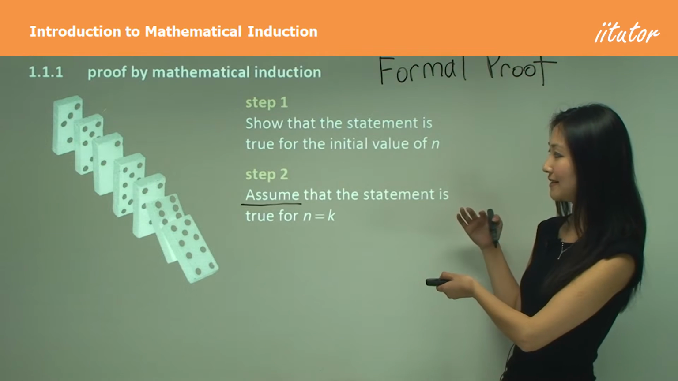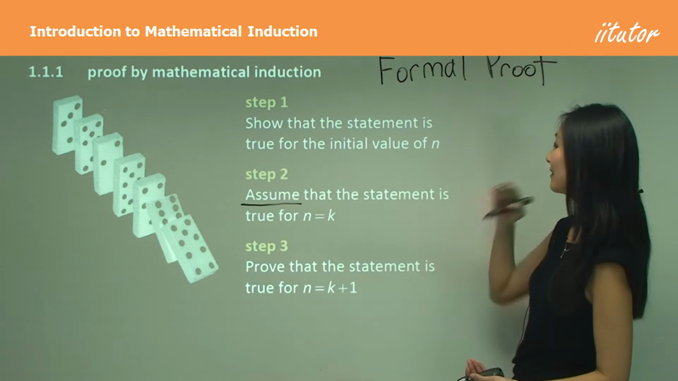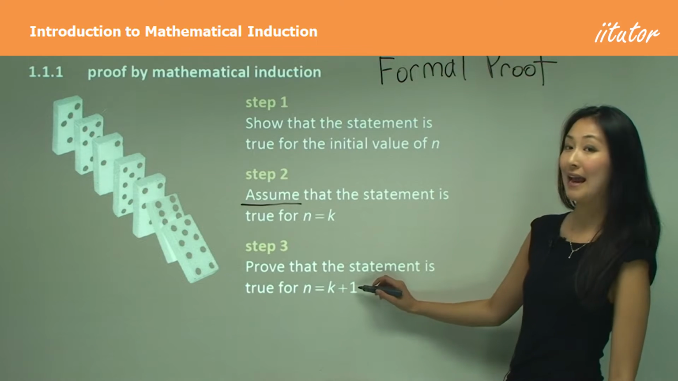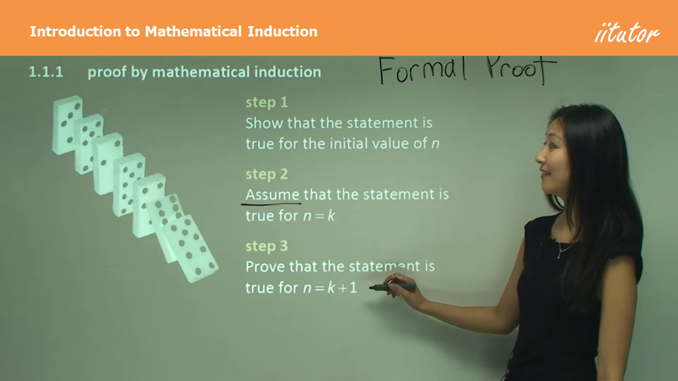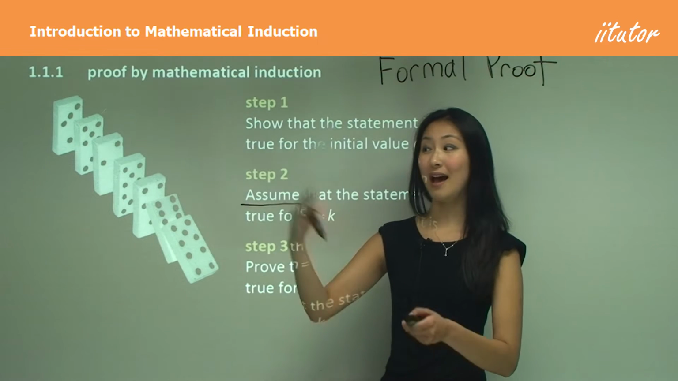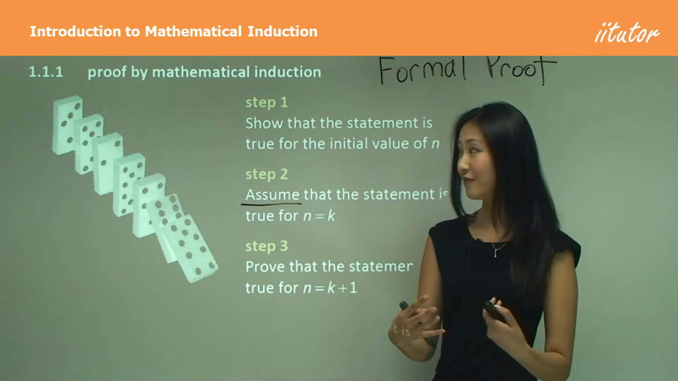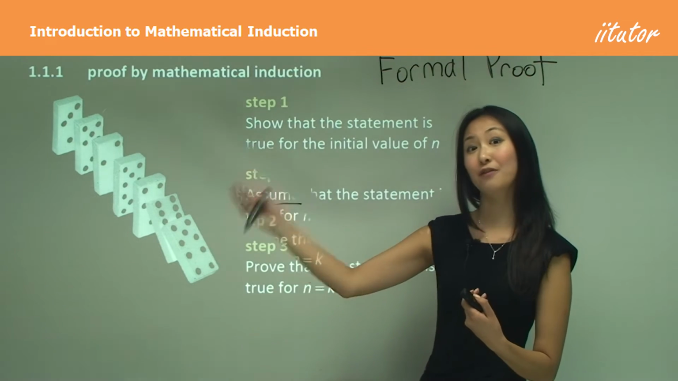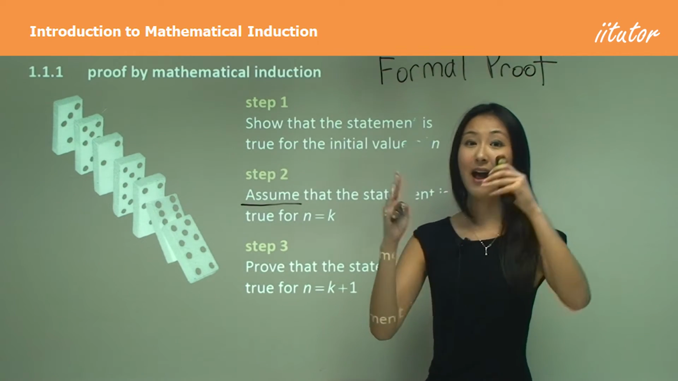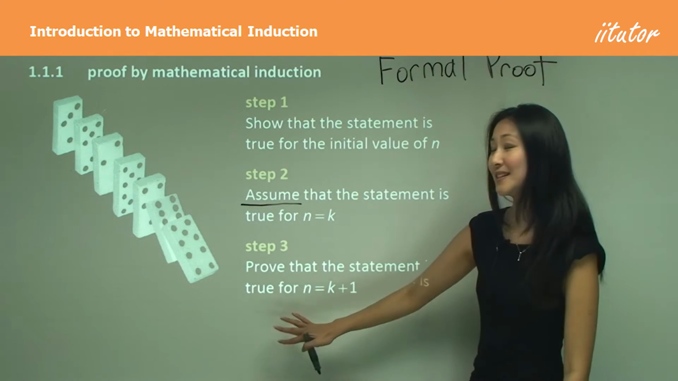So now we've made that assumption, we can move on to actually proving that the statement is true for n equals k plus 1. Now what I'm proving here is not only am I assuming that if that falls, it's going to hit the next one, now I'm actually proving that if the domino in front falls, then it's going to hit me and I'm going to hit the next domino. And then it's going to keep going, okay? So this is what we're doing here.